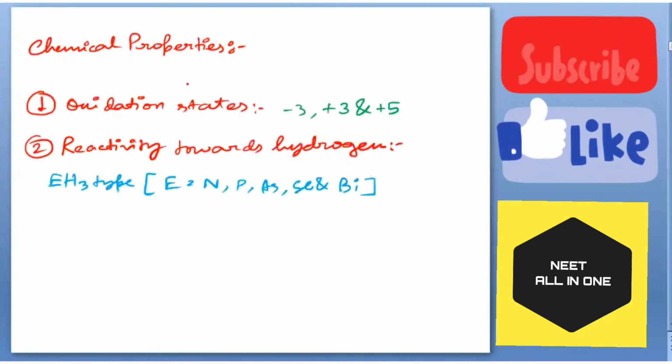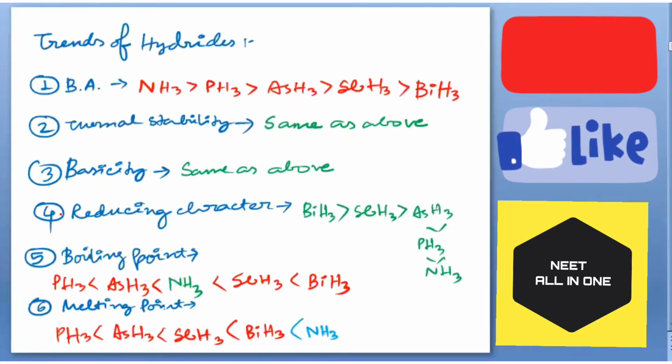Then our chemical properties. The first chemical property is oxidation state. In this group, there are three oxidation states, that is -3, +3 and +5. Now reactivity towards hydrogen, that is of EH3 type, where E equal to N, P, As, Sb and Bi. That means NH3, PH3, AsH3 like this. Now let us see the trends of the hydrides.